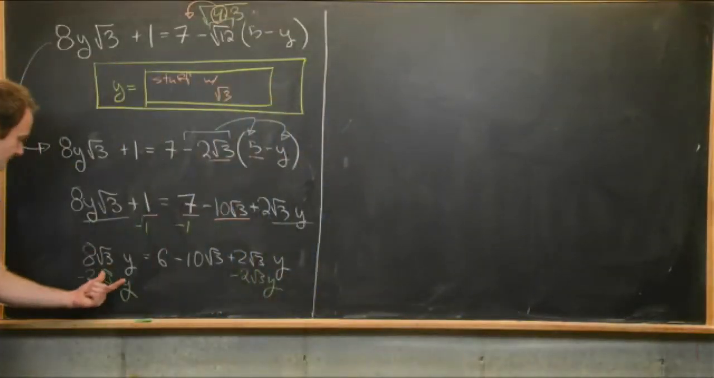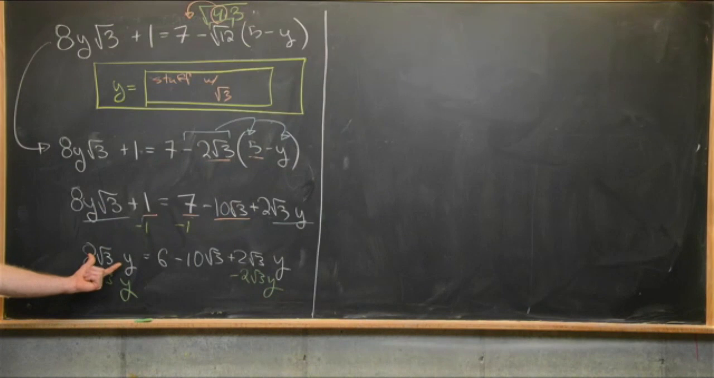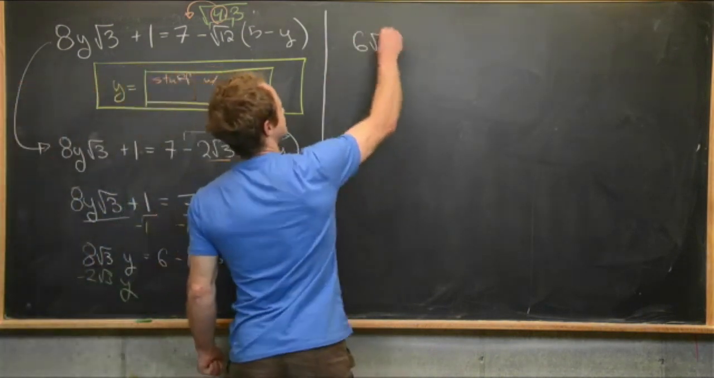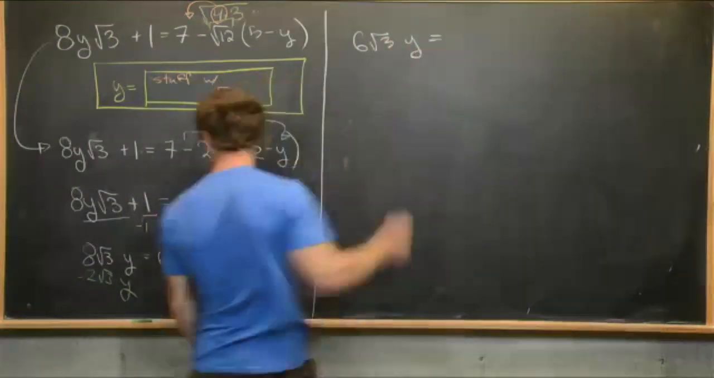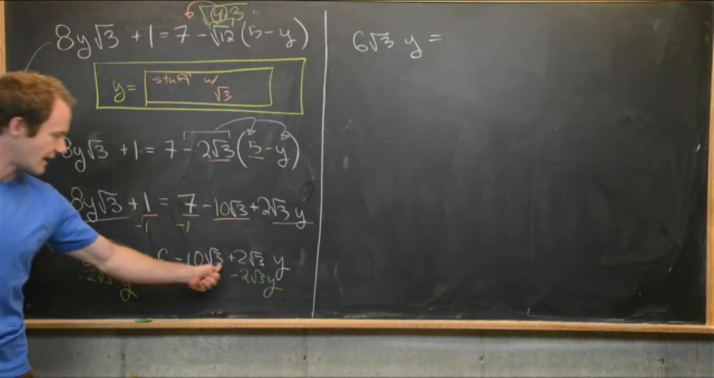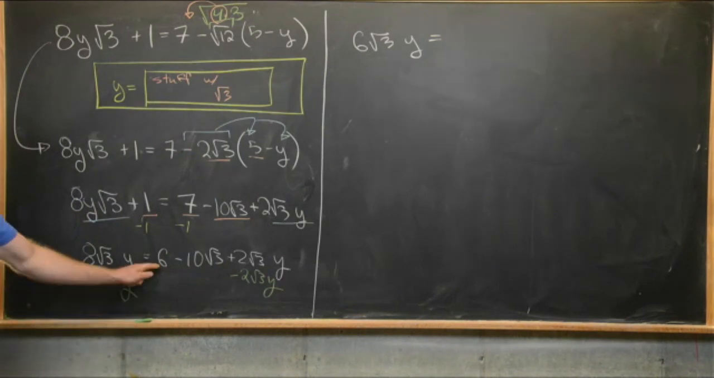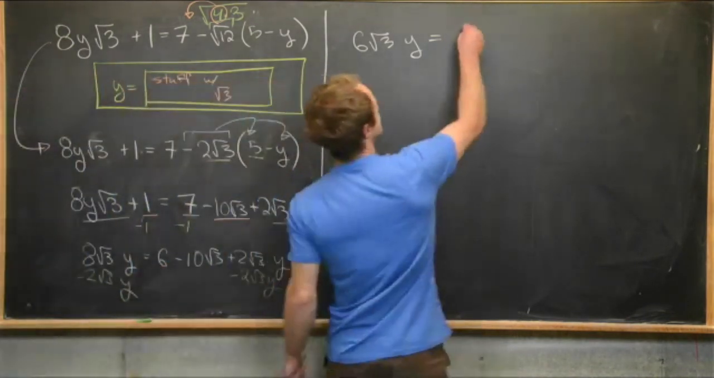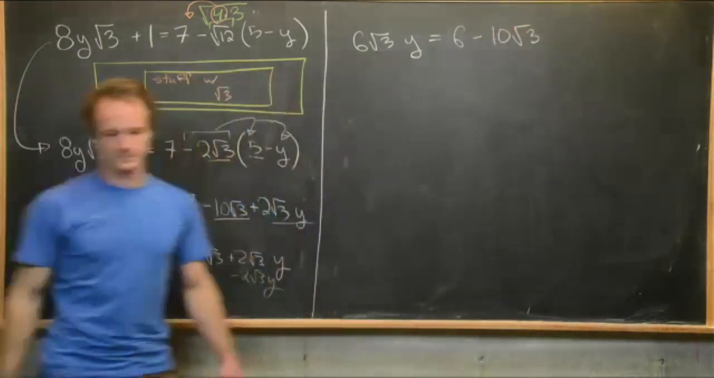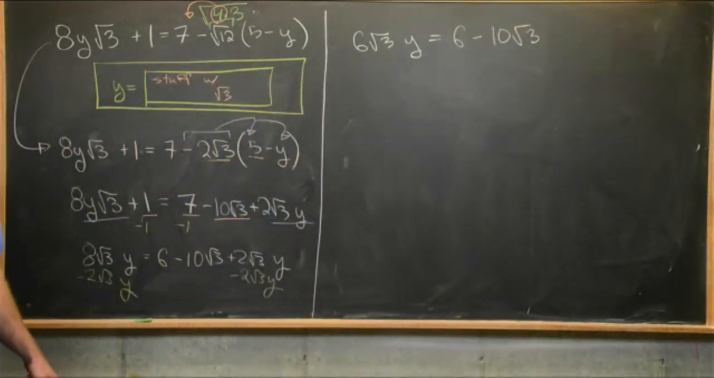Okay, so we have like terms here. We have 8 square root of 3y minus 2 square root of 3y, so that's going to cancel down to 6 square root of 3y. 8 minus 2 is 6, and the root 3y you can think of as the term there. Then we're left with this stuff on the right-hand side of the equation, so 6 minus 10 root 3. Okay, good.